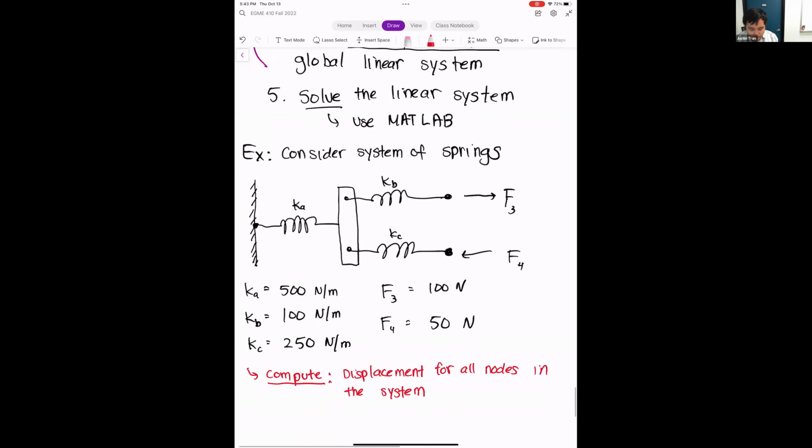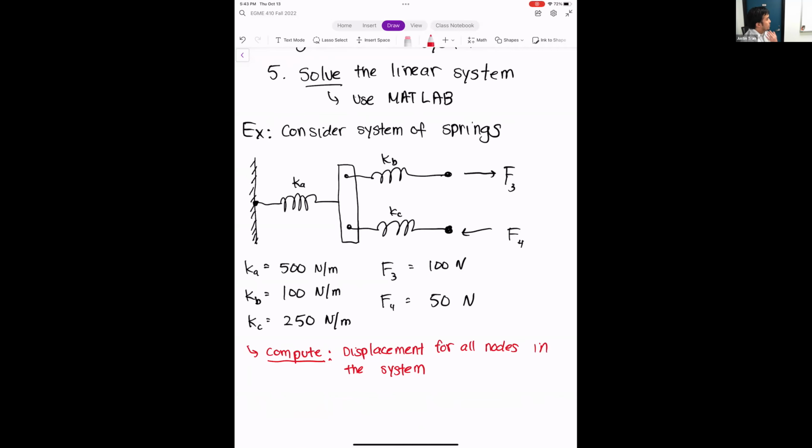So the first thing we're going to do is label everything. The system is already discretized. You can tell that the three elements here are going to be three springs. The only thing that we have to do now is label all the nodes. So the node that's attached to the wall, we'll call that node 1.